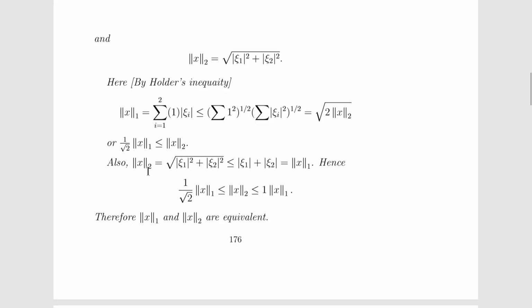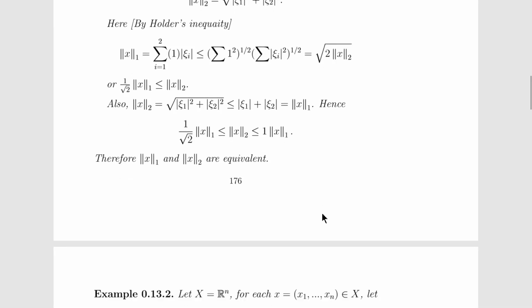Also, if we reconsider the norm 2, which is equal to the square root of the summation of xi i squared, we know that this is always less than or equal to modulus of xi1 plus modulus of xi2, which is equal to norm 1. So if you consider these two parts, we get the result 1 by root 2 norm 1 is less than or equal to norm 2, which is less than or equal to 1 times the norm 1. So here we found alpha and beta, the positive constants 1 by root 2 and 1. So norm 1 and norm 2 are equivalent.